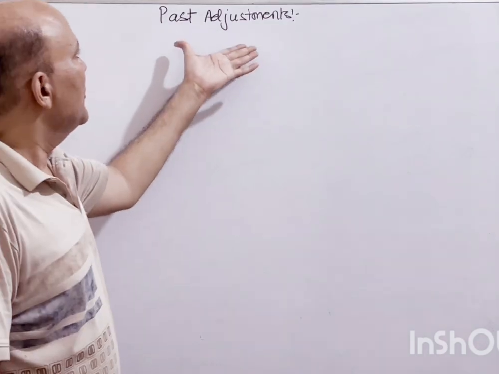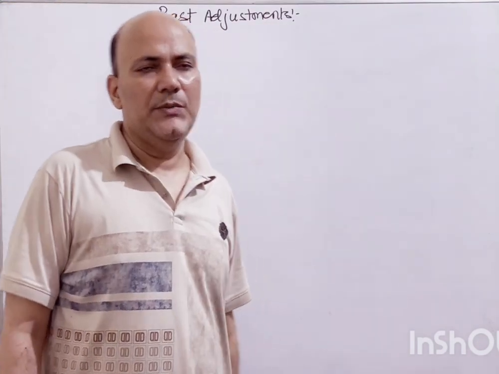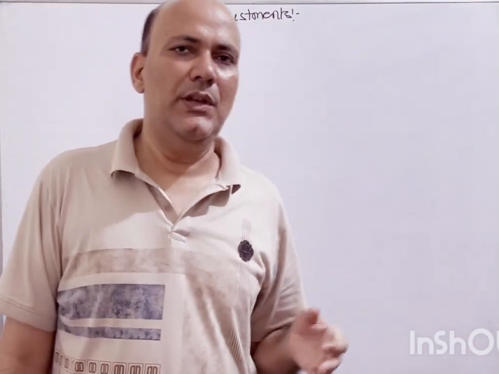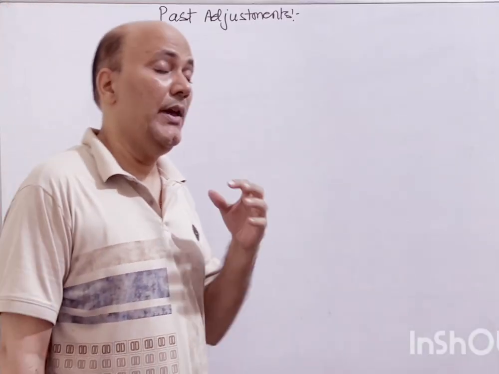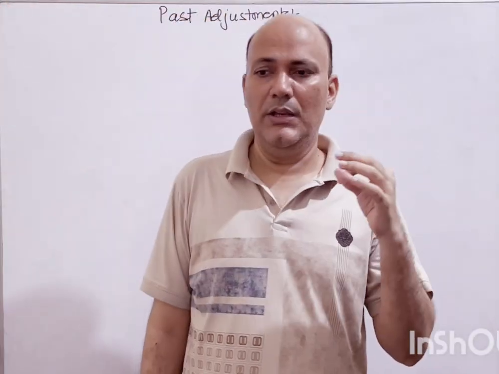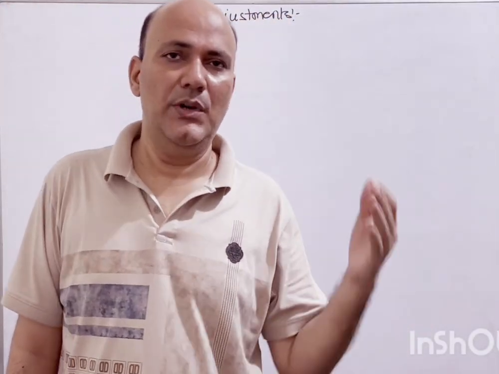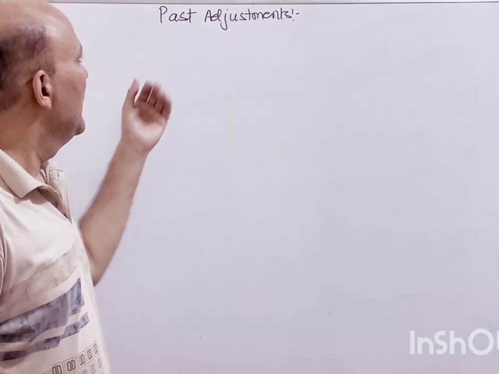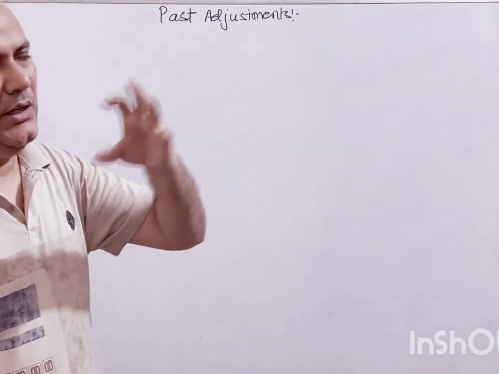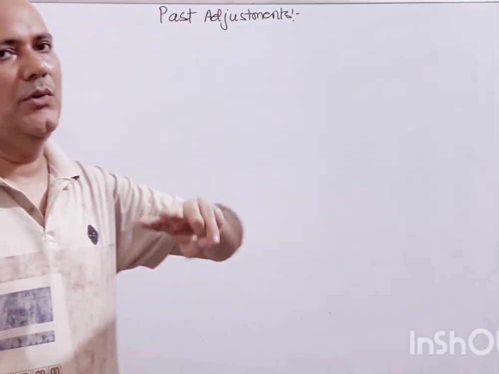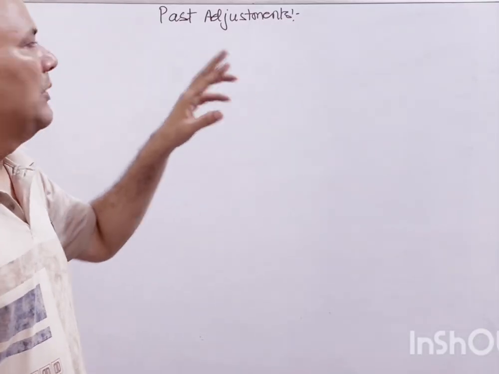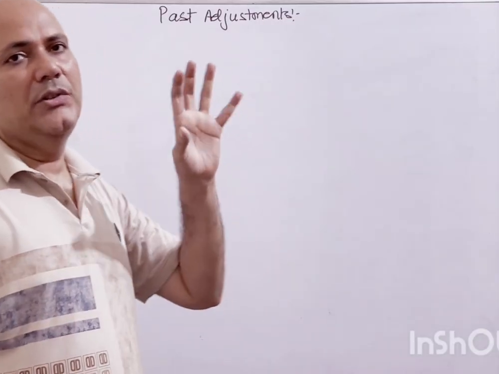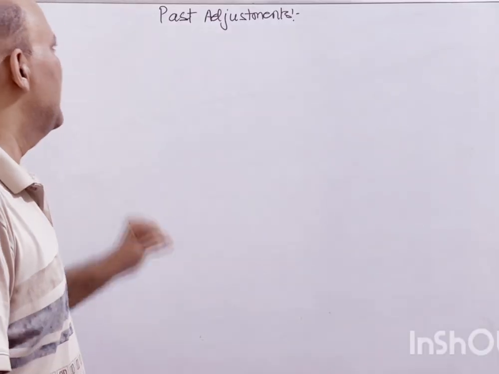Today we are going to study past adjustment. Past adjustment means any kind of rectification of any kind of error you have made, any kind of omission you have made. So you are rectifying that in this financial year. That is called past adjustment. That means any kind of adjustment you are doing for a past year for which the account has already been closed. That is called past adjustment.